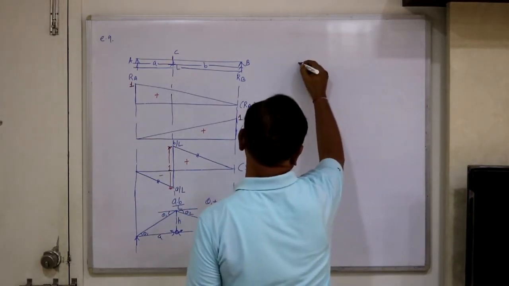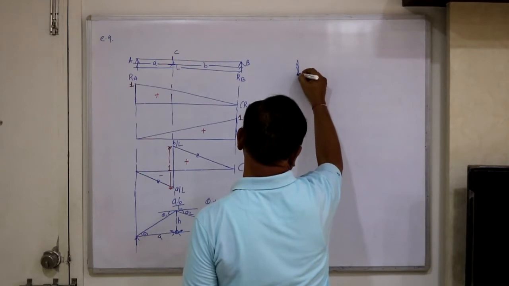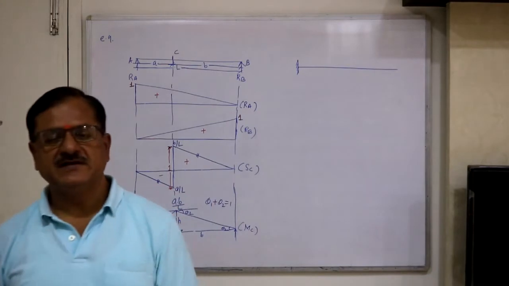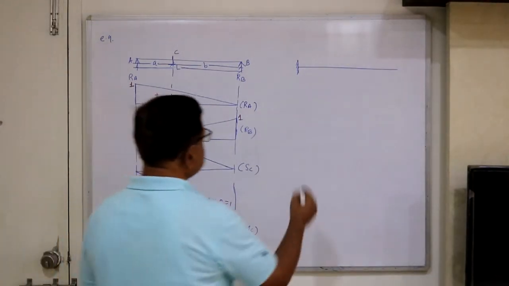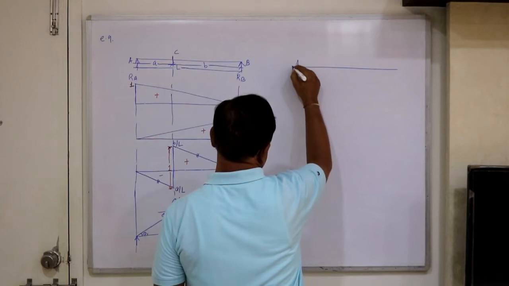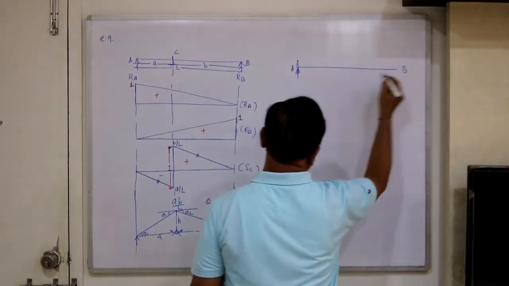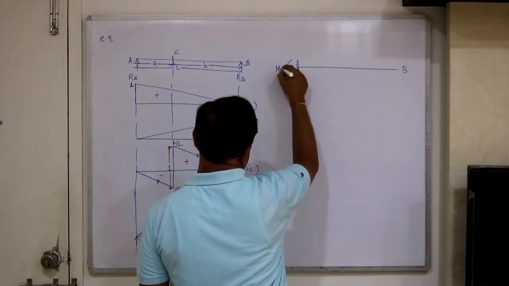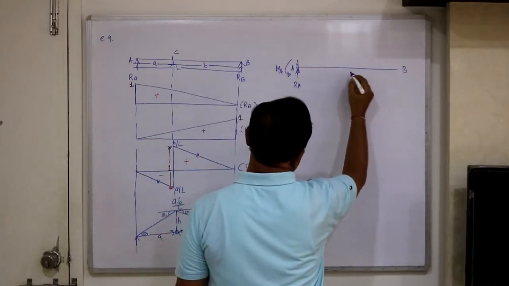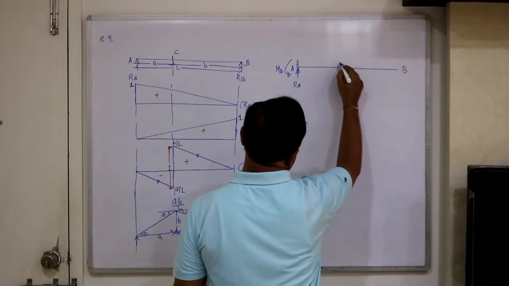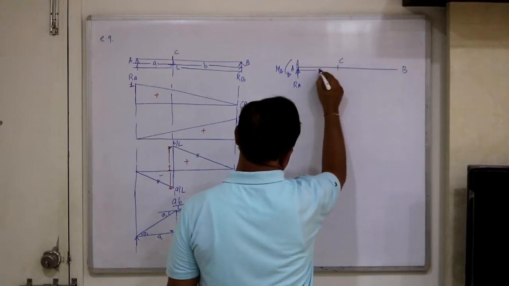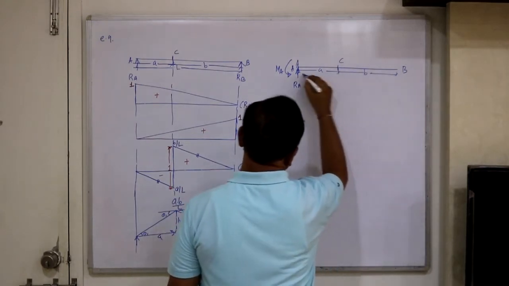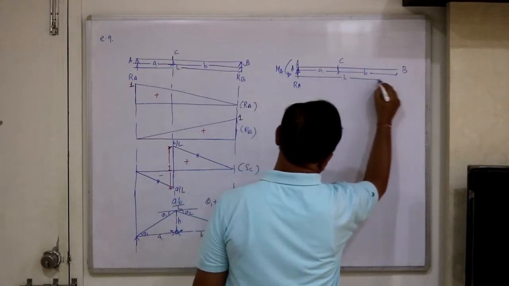Now let's consider the second example, a cantilever beam. Use Muller-Breslau's principle only. Say this AB is a beam, RA is the reaction here, MA is the moment, and L is the span. Let's consider a section C at a distance a from the left and a distance b from the right hand, and the total span is L.